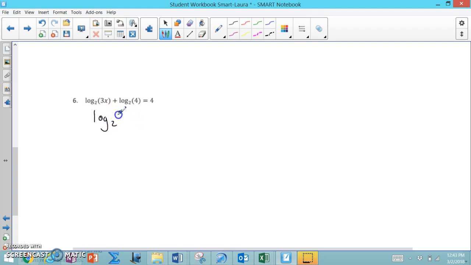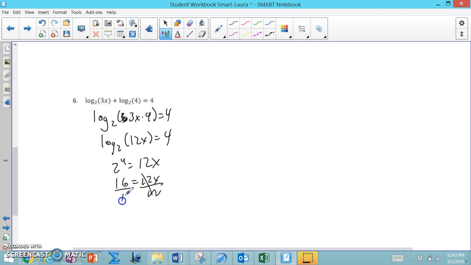There's multiple ways you could have done this, but I see it and I just changed it to log of 3x times 4 equals 4. Log base 2 of 12x then equals 4. Okay, so 2 to the 4th equals 12x. 16 equals 12x, divided by 12. And if you do have a fraction, make sure you reduce it: 4/3. Put it in. That gives me a positive.